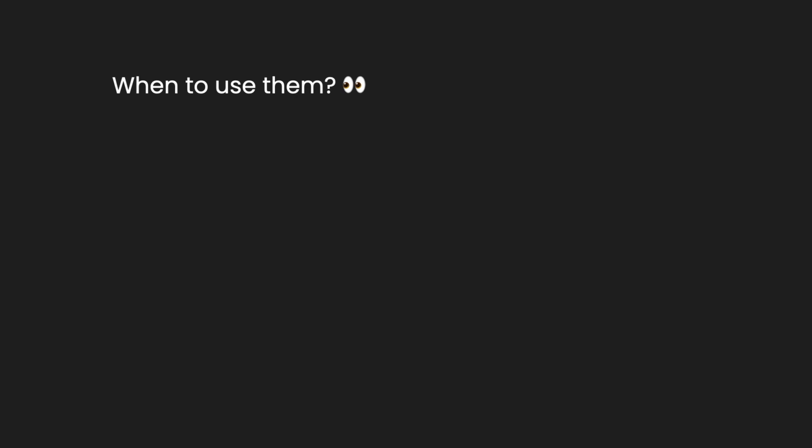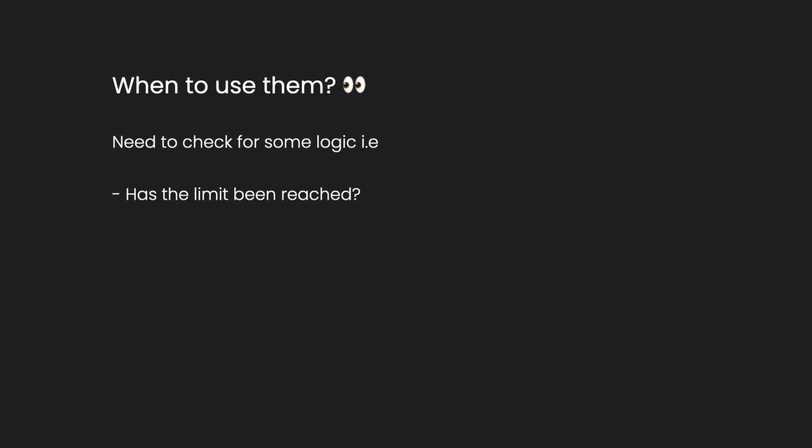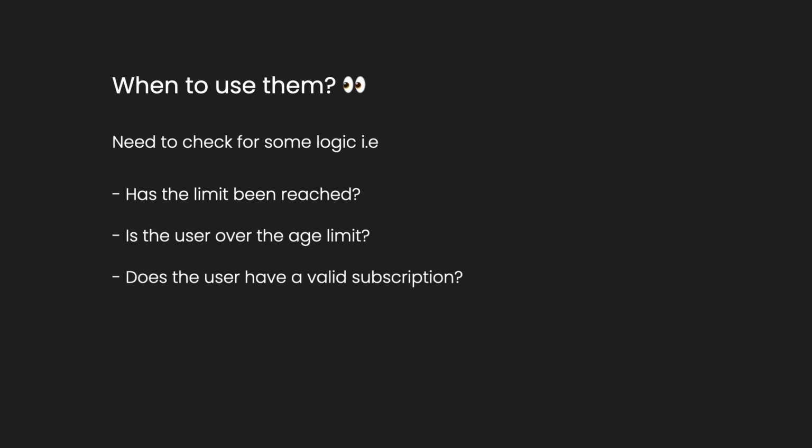Just to give you an example, if you need to check some logic such as has the limit been reached? Is the user over the age limit? Does the user have a valid subscription? Is an item active? These are all small examples of where you would want to check if something is true or false. And then depending on the outcome, you would do some sort of operation, which is either printing something to the console or maybe saving something into the database or calling an API or showing a screen, that kind of stuff.